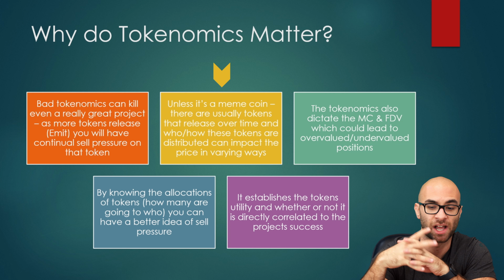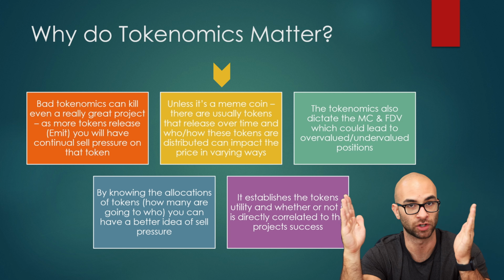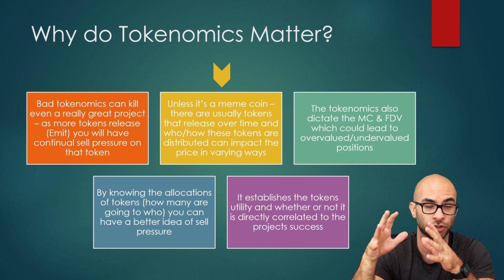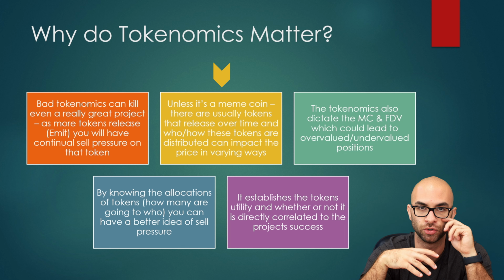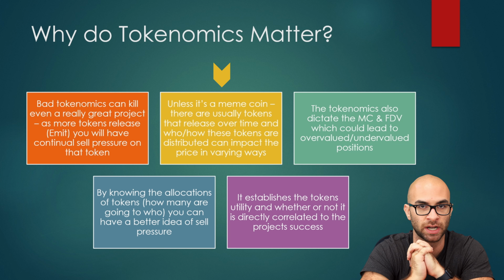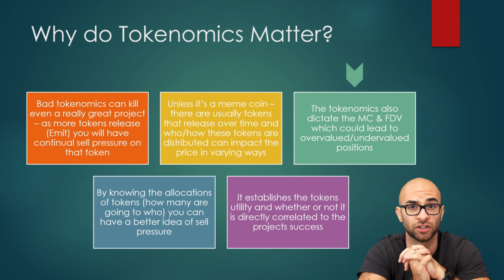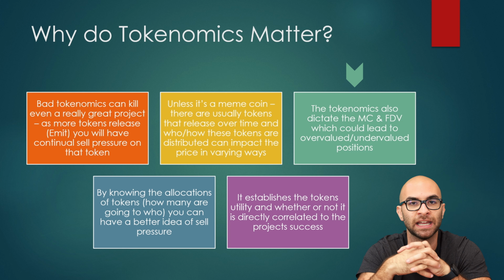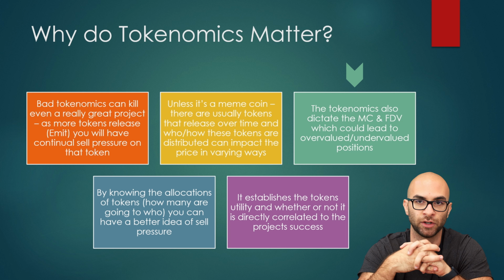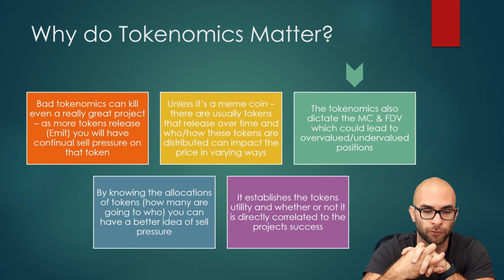Another major point is unless it's some sort of meme coin, usually these tokens release over time, and how these different distributions are happening can also have a huge impact on the actual sell pressure of the token. So seeing that in the tokenomics is going to help you make a better strategy. The tokenomics also dictate the starting market cap and FDV, and this can help you identify whether or not you think a token is overvalued or undervalued, especially before they do their sale.